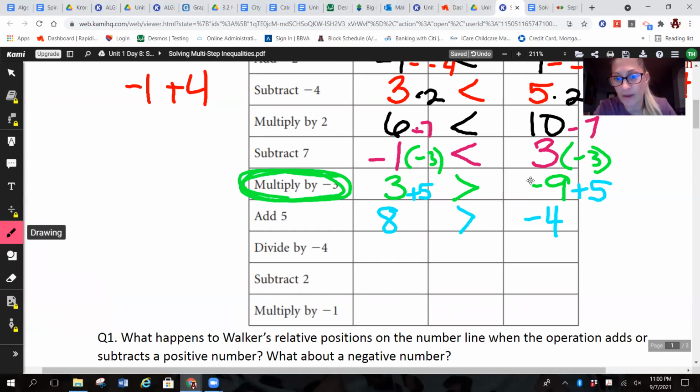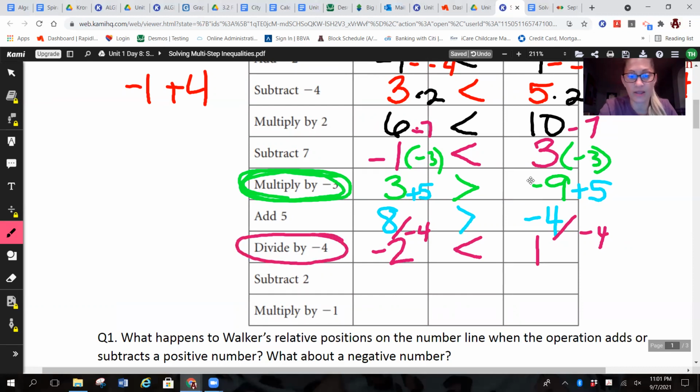Okay, we're going to divide both numbers by negative 4. 8 divided by negative 4 is negative 2. And negative 4 divided by negative 4 is positive 1. Negative 2 is less than 1. So dividing by a negative 4 changed the direction of our inequality sign.